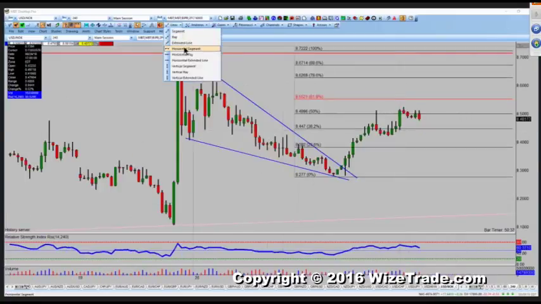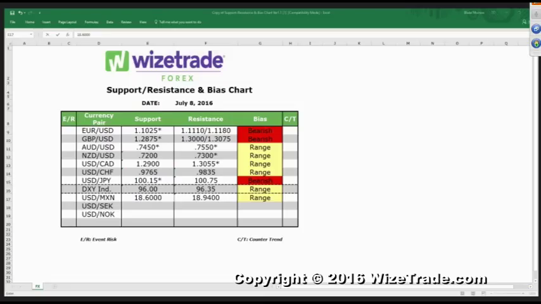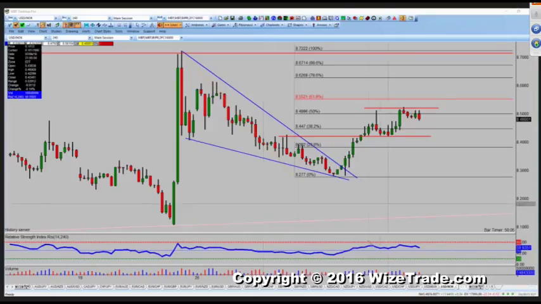This is going to be support for today. 8.42. Resistance at 8.52. Okay. 8.42, 8.52, the non-dyslexic way. And we're still in a range, but man, I would sure like to see this thing have a bullish breakout, because that would give us some damn good direction.